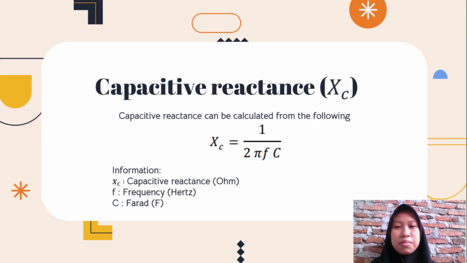And next is capacitive reactance, or XC. Capacitive reactance can be calculated from the following equation: XC is equal to 1 over 2 pi times f times C, where XC is capacitive reactance, f is frequency, and C is capacitance in farads.